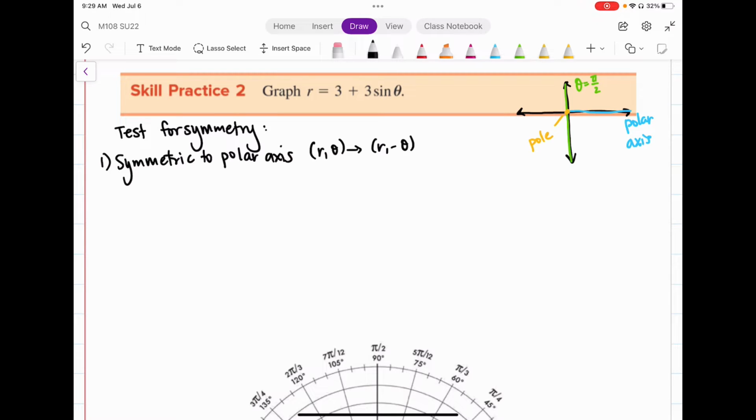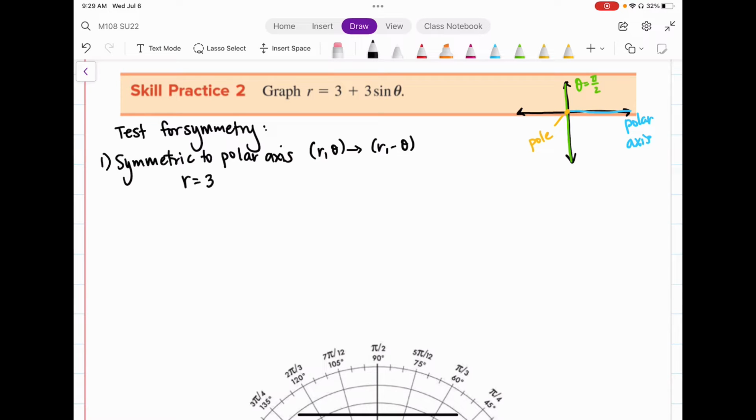Testing for symmetry to the polar axis, we need to plug in negative theta and see if we get the original equation. Everything is testing to see if we get the original equation. And if we do, great. If we don't, it's inconclusive. It doesn't mean that you don't have that symmetry. It just means we're inconclusive.